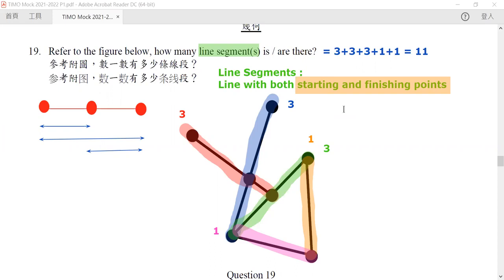Now again, please notice that a line segment means a line with both a starting point and a finishing point. If they have different starting points or different finishing points, they are considered different line segments, even if they are in the same direction, even if they are on the same line. Okay, so let's go to our question 20. Question 20.